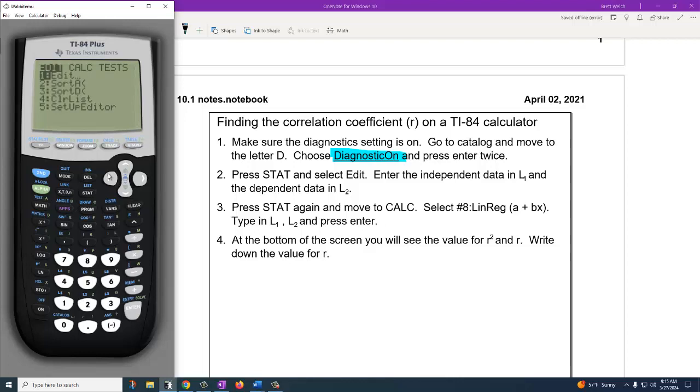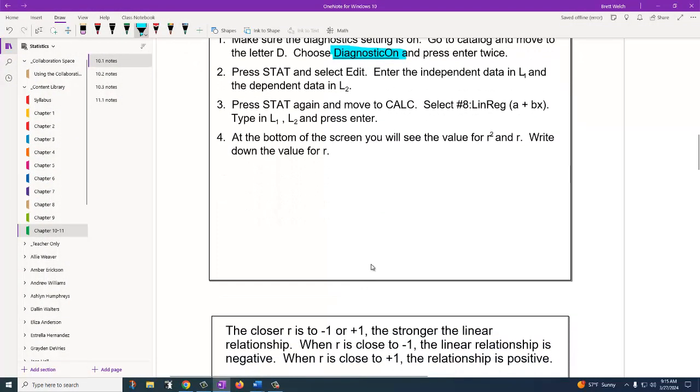The other option is to press mode and scroll down. You can see right here, stat diagnostics on versus off. We need that on. And then we just put our data into edit and do L1 and L2. If L1 has your X values and L2 has your Y values, you're ready to go. The regression that we run in the calculation option is this LinReg option 4. And if we come down here, we can see the R value posted for that data set.